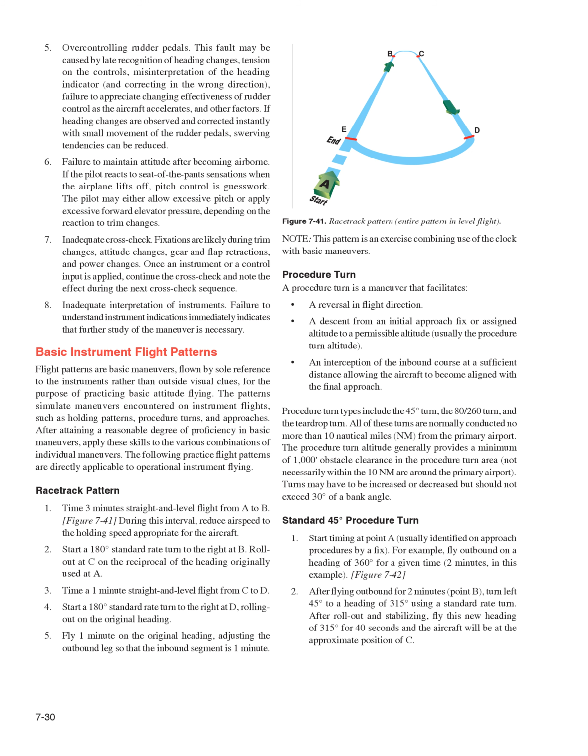Standard 45 degrees procedure turn. 1. Start timing at point A, usually identified on approach procedures by a fix. For example, fly outbound on a heading of 360 degrees for a given time, 2 minutes in this example. Figure 7-42-2. 2. After flying outbound for 2 minutes, point B, turn left 45 degrees to a heading of 315 degrees using a standard rate turn. After rollout and stabilizing, fly this new heading of 315 degrees for 40 seconds and the aircraft will be at the approximate position of C.